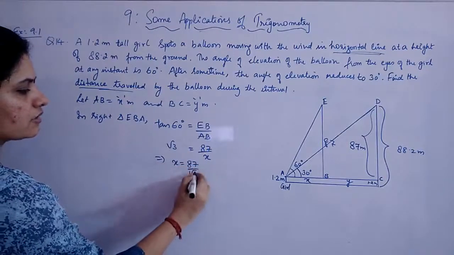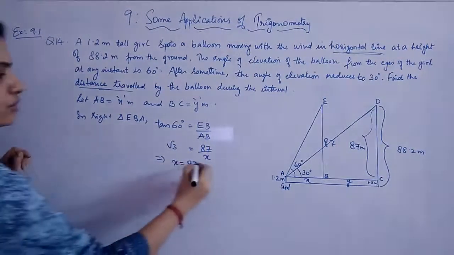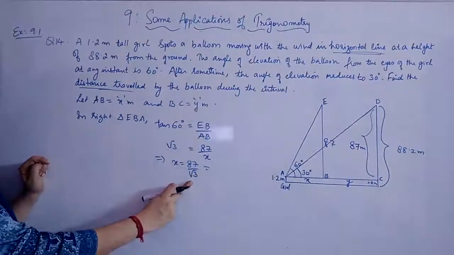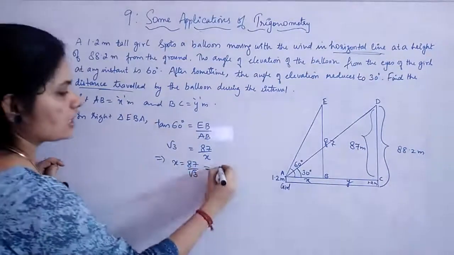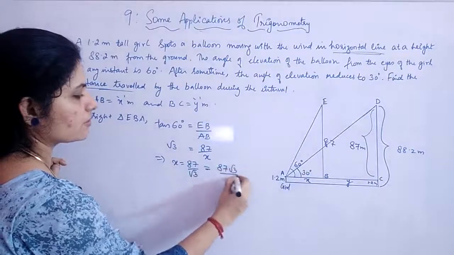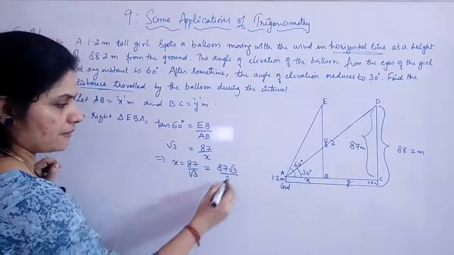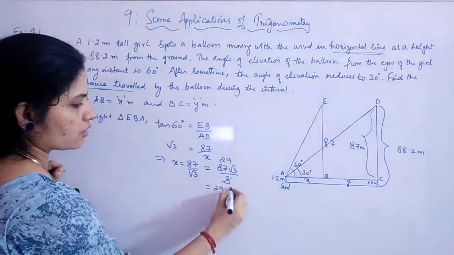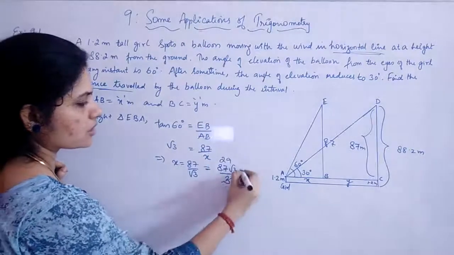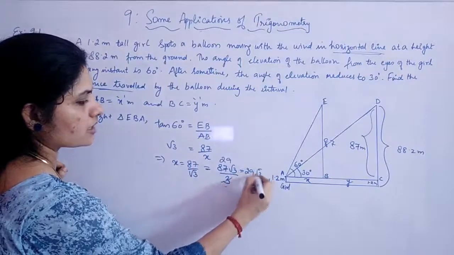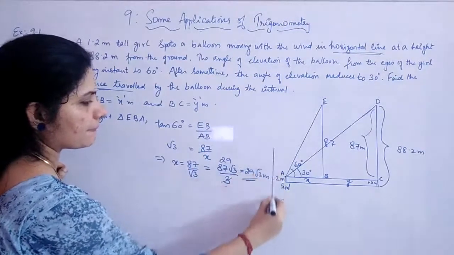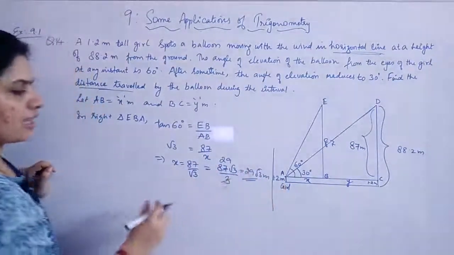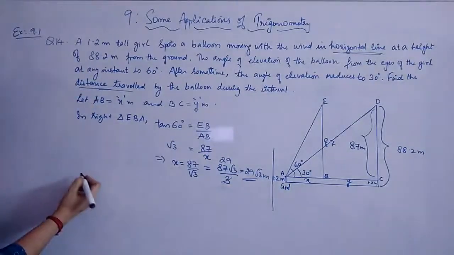Now here itself we will change that value, because you have an irrational number in the denominator, so that it becomes 87 root 3 by root 3 into root 3, which is 3. So this is giving you 29 root 3. So 29 root 3 is the value of x meters. Now we have to find out what y is.